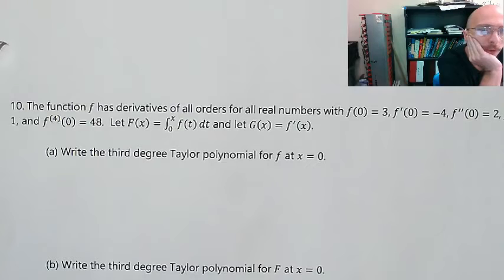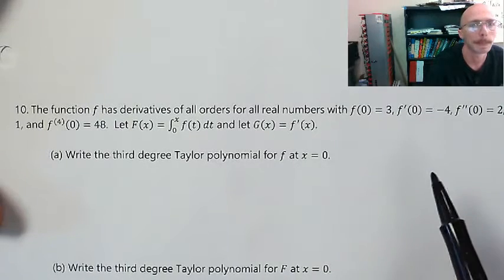F has derivatives of all orders with table given up to 4th derivative. Let capital F be the integral of lowercase f, and let capital G be the derivative of lowercase f. All right. Yeah, we're just going to write 3rd degree polynomials for f and big F and big G. All right, we can do that.